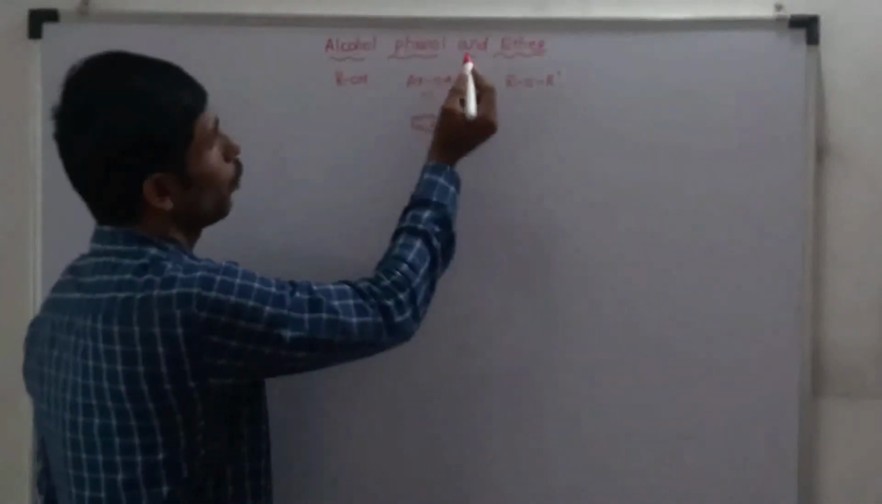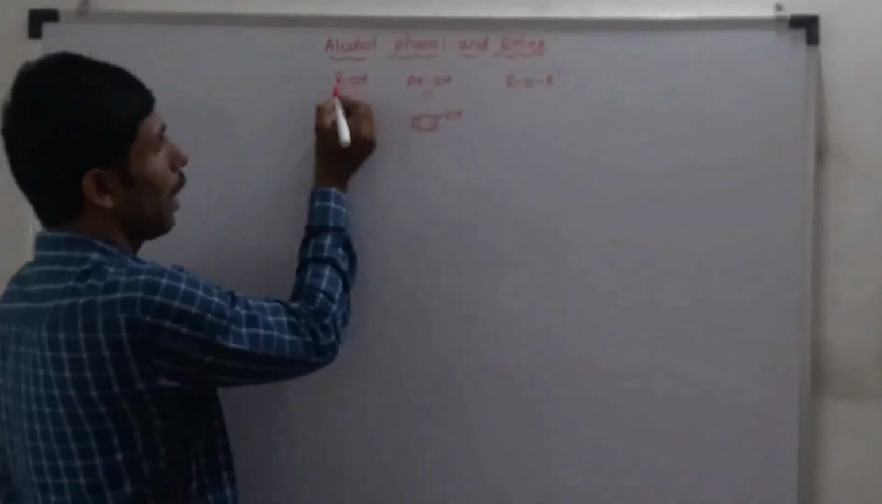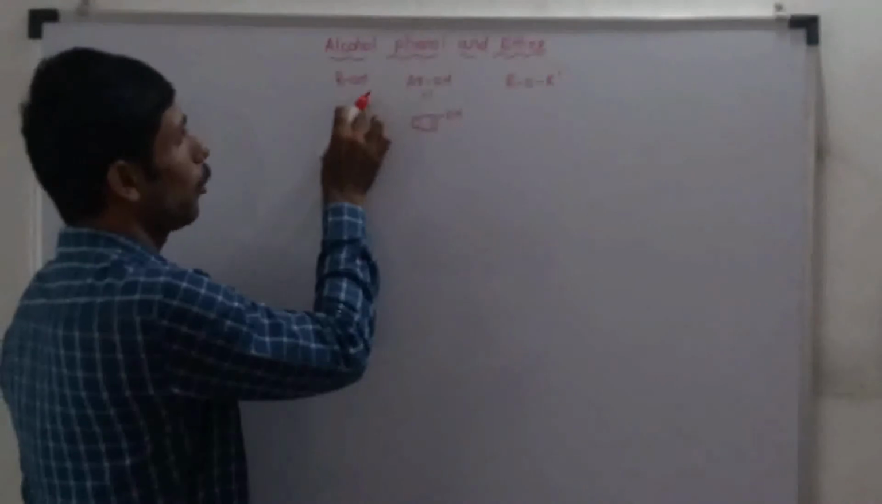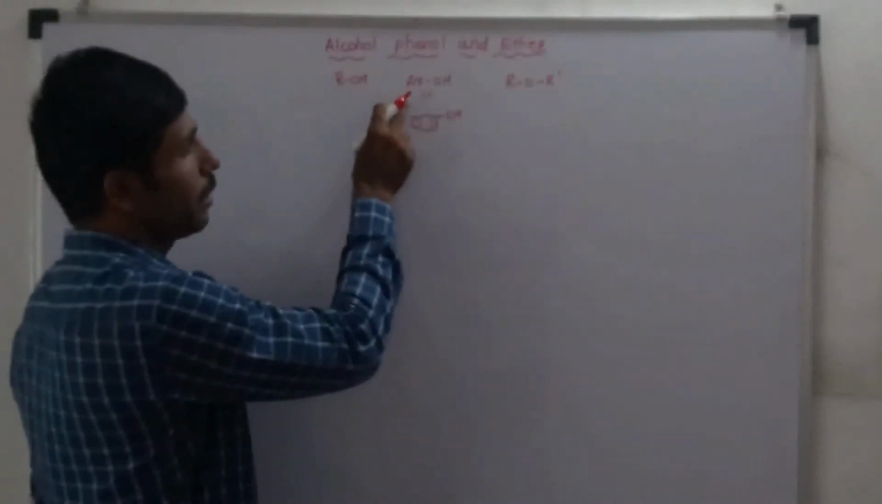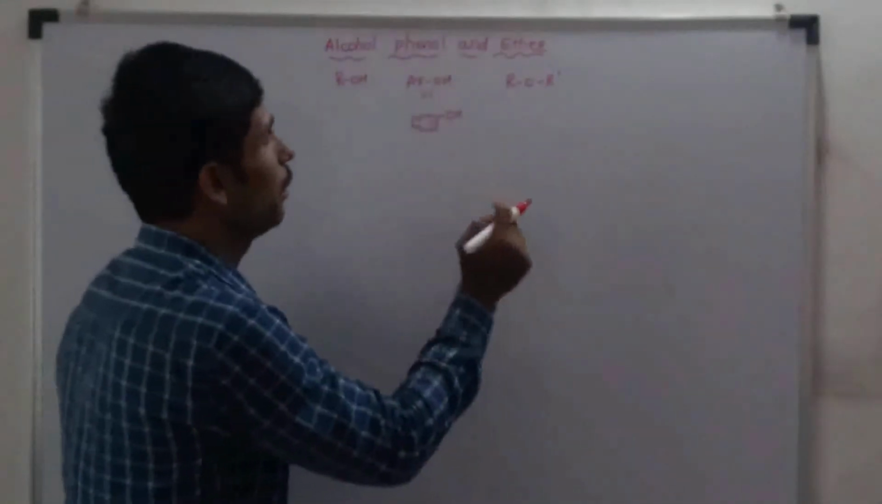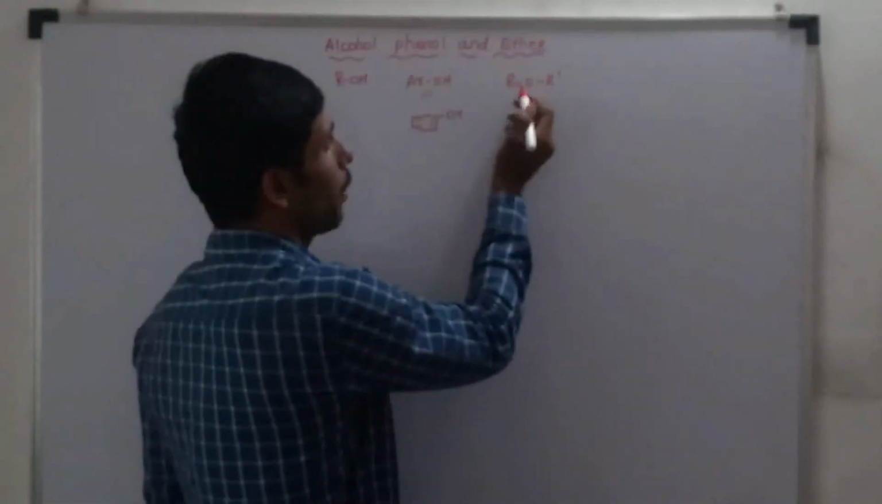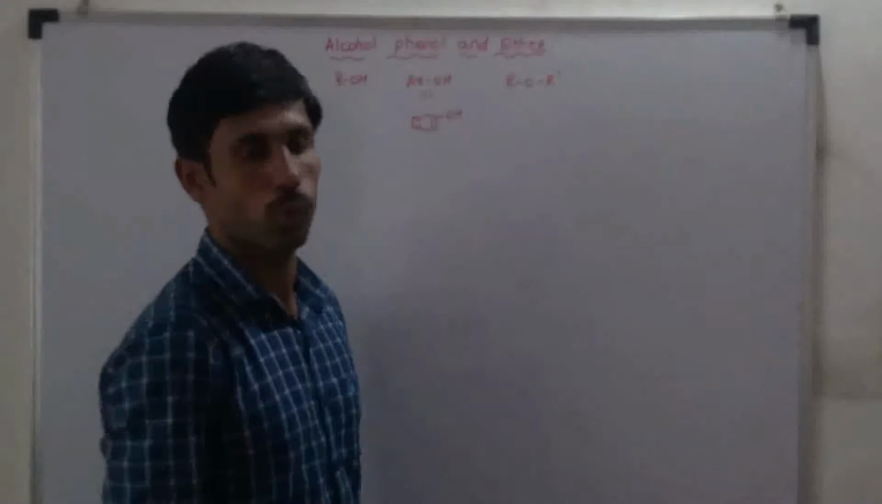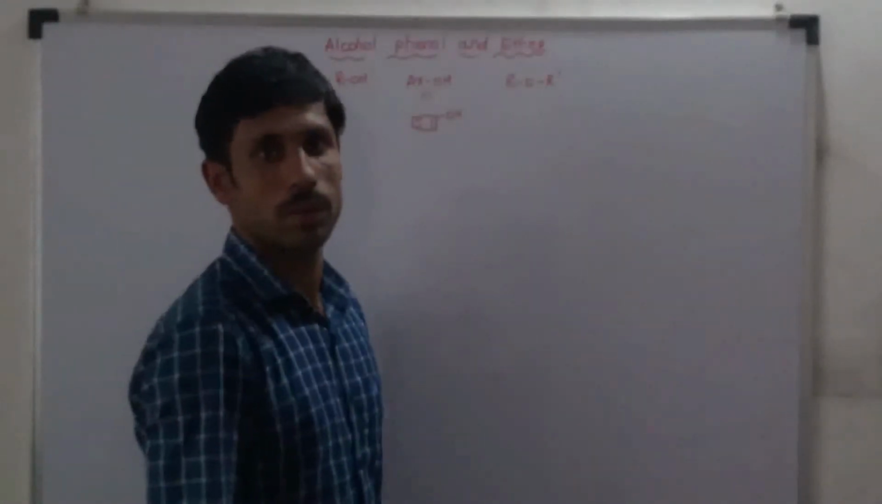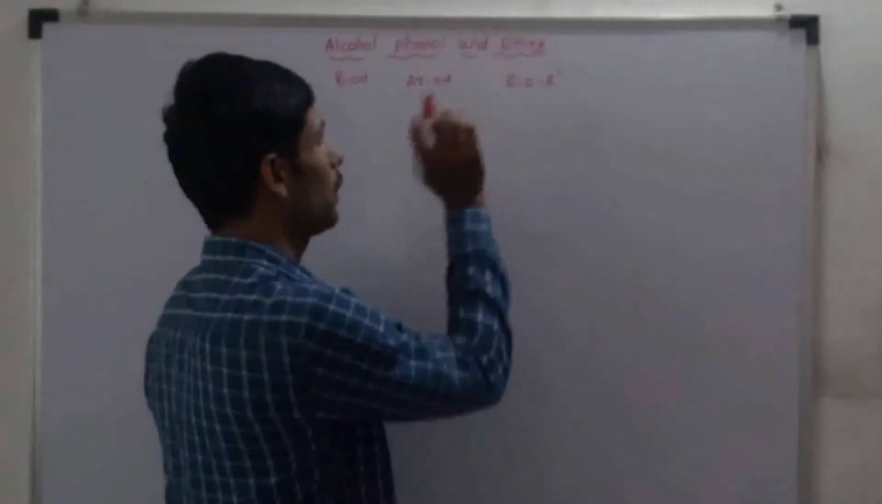What are the functional groups of alcohol, phenol and ether? ROH is also known as alkyl alcohol. Second is the aromatic alcohol, and third is the ether. R means an alkyl or aryl group. Both can be alkyl or aryl groups, the same or different, and that is known as an ether.